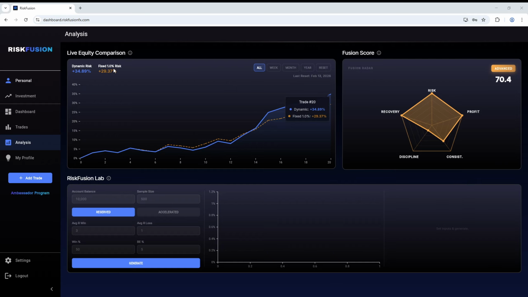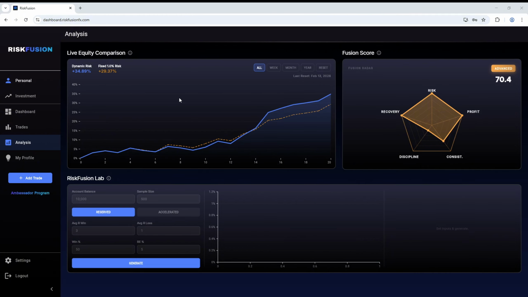Now the fixed risk, depending on whether you choose the accelerated or reserved risk model, will either use a fixed 1% risk or a fixed 0.5% risk. It simulates exactly the trades that you've taken, but what would happen if you just applied the same risk every single trade. You can see there is already a little bit of difference, just over 20 trades. So you can see how by adjusting that risk threshold up and down, you can actually make more money for exactly the same trades.